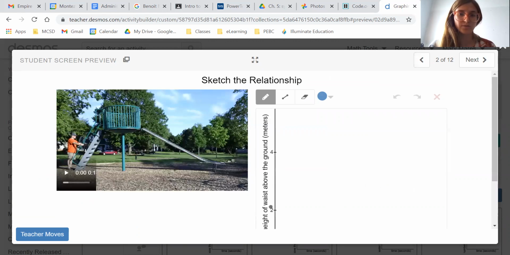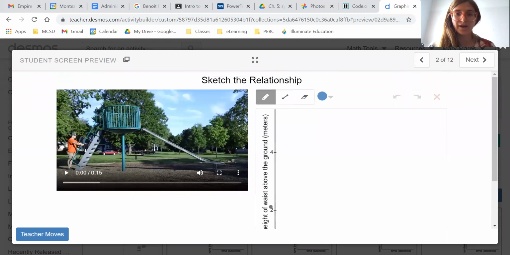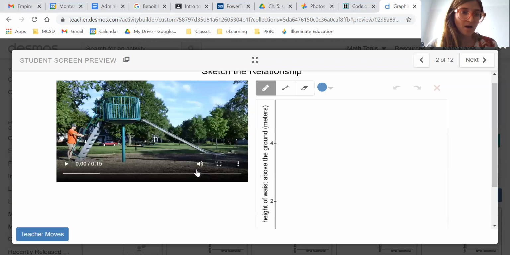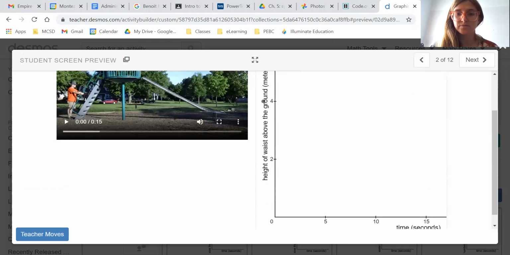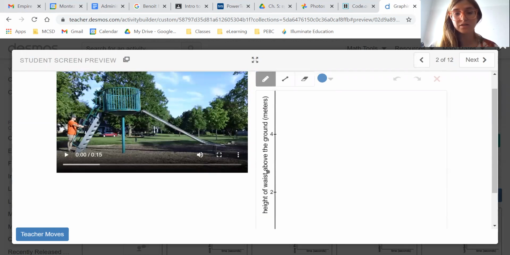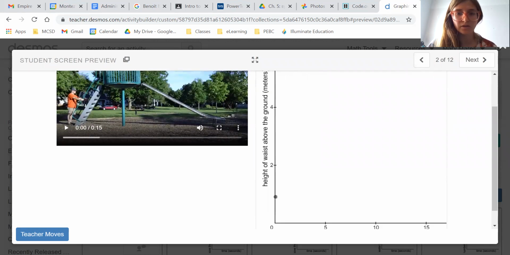Sketch the relationship. So starting with, the y-axis is our height of the waist above the ground, and then the time in seconds is along the x-axis. And this is in meters. So each meter is about 3 feet. I'm going to assume that this guy is about 6 feet tall. So he starts out right around here, and then he's going to go, well, I'm going to watch the video.